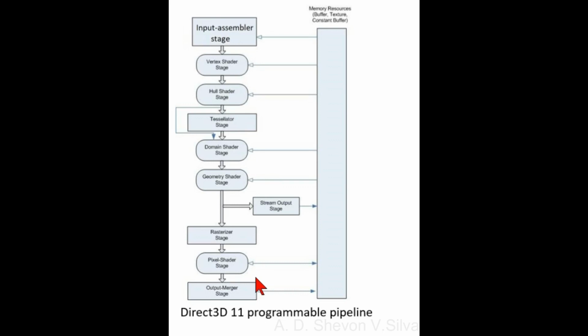The rasterizer stage invokes a pixel shader once for each pixel covered by a primitive. However, it is possible to specify a null shader to avoid running a shader.